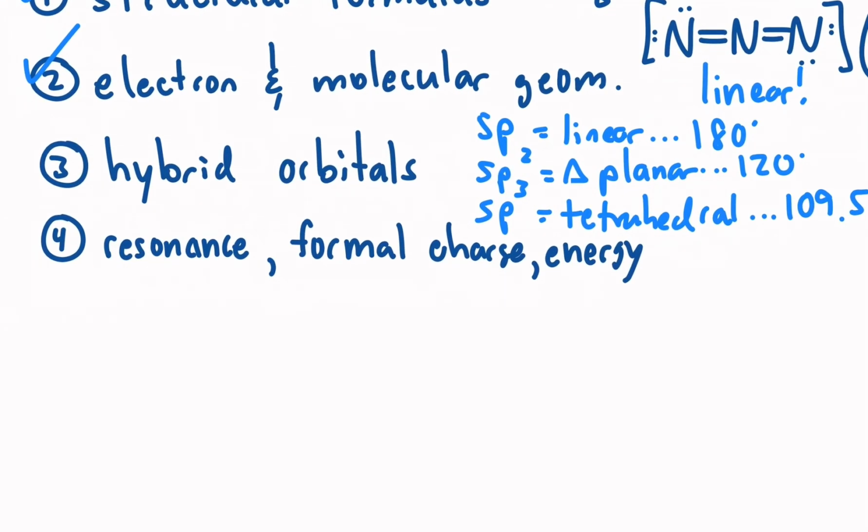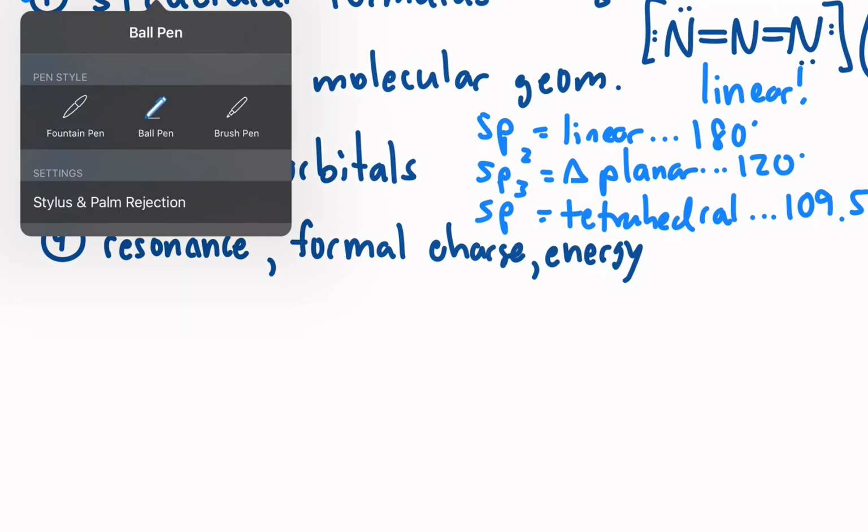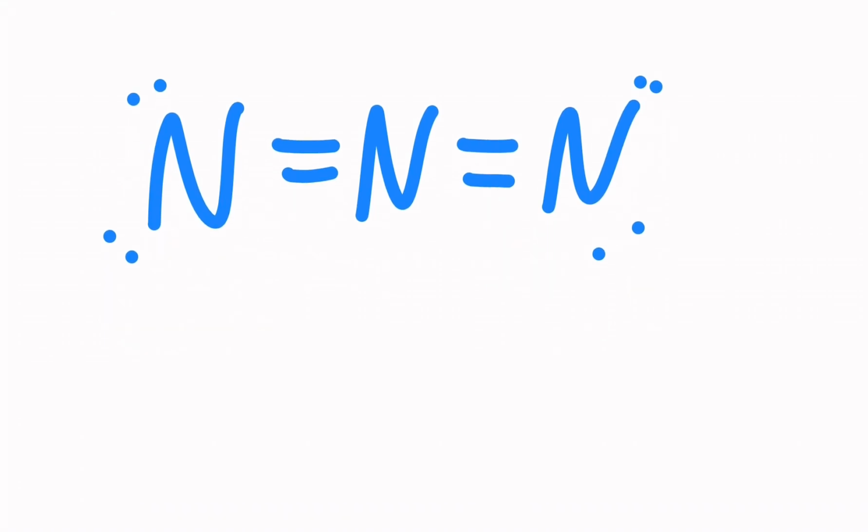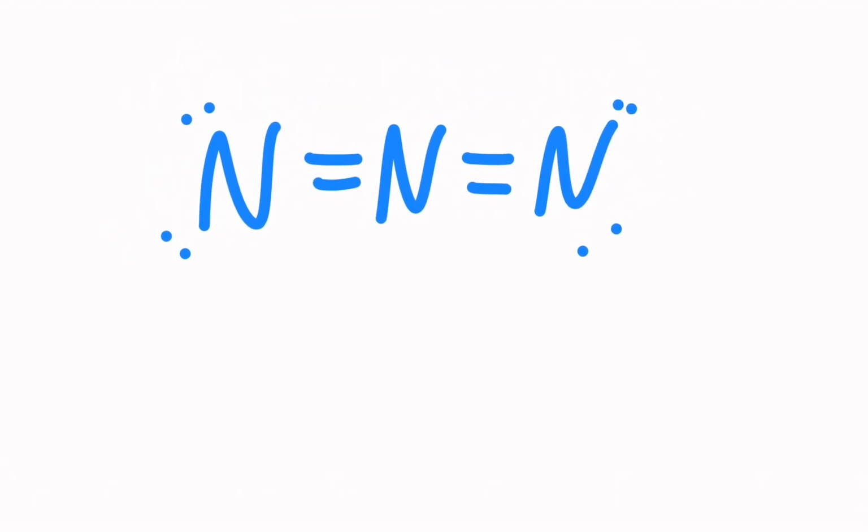And then lastly, what about resonance, formal charges, and the energy of these bonds? Well, let's redraw that azide molecule for a second. Here is the azide molecule, and it's overall got a negative charge, but the negative charge is not distributed. The negative charge actually can be drawn as if it's on specific atoms or a combination of charges. So for this, we need to teach what formal charge is.